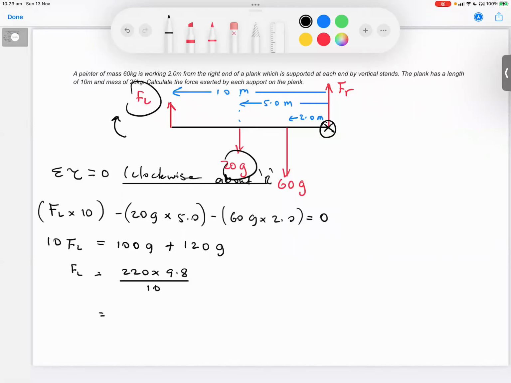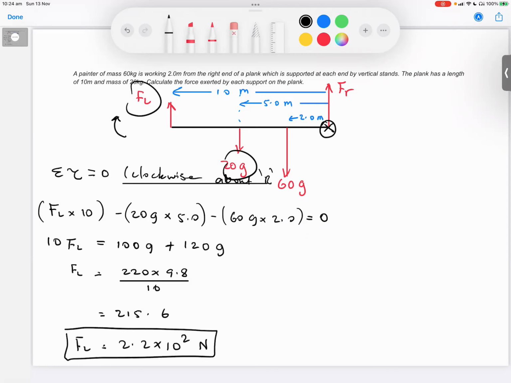And if you run all that through your calculator, you're going to get FL is equal to 215.6 newtons. So what I'm going to do, I'm going to round that to get F equals 2.2 by 10 to the 2 newtons. I'll put a box around that as well. All right, so we've now solved one force out of the two. If we read the question, what's the force exerted by each support? So we've got to get the other one now.